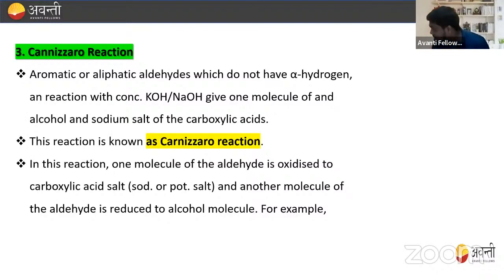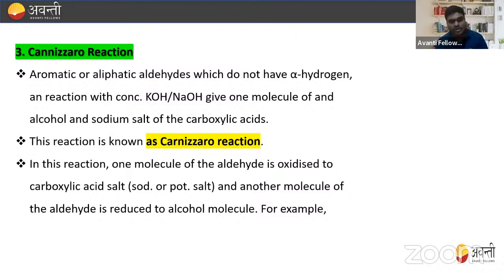Now, let's see the Cannizzaro reaction. What is the Cannizzaro reaction? Basically, aromatic or aliphatic aldehydes which do not have alpha hydrogen, on reaction with concentrated NaOH or KOH, give one molecule of an alcohol and the sodium salt of a carboxylic acid. The necessary condition for aldol condensation is that the aldehyde must possess alpha hydrogen. If they do not have any alpha hydrogen, then they will undergo the Cannizzaro reaction. This reaction is known as the Cannizzaro reaction.